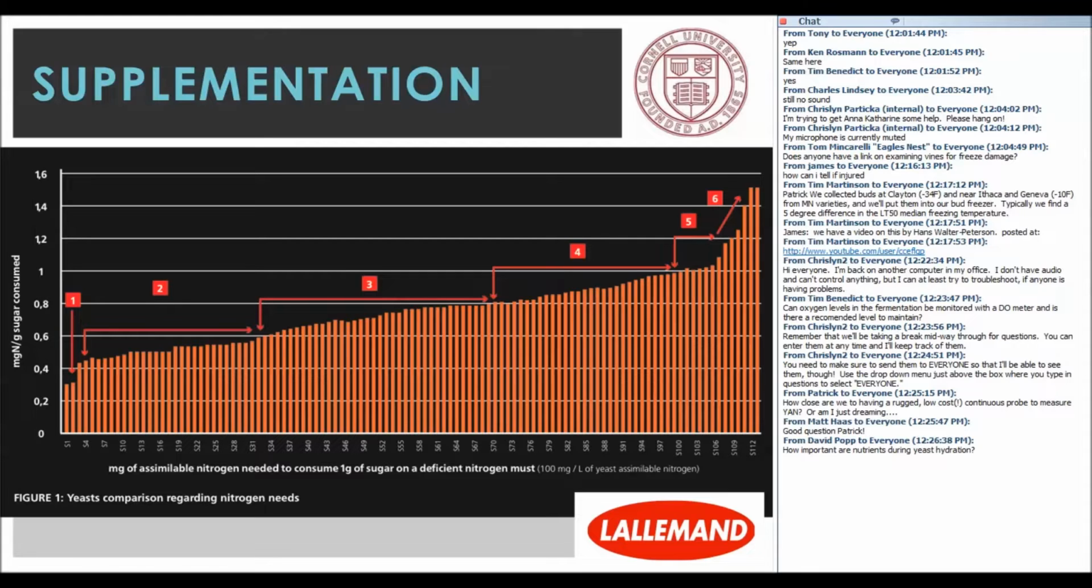They show a range of their yeast and the nitrogen needs that these yeasts have. And you can see that down there on the far left, that S1 needs very little nitrogen in order to efficiently consume sugar, and the ones on the right need a whole lot of nitrogen. And they roughly break those down into like 6 categories. Most yeast vendors will tell you whether their product is a low, medium, or high nutrient yeast, and it's important to pay attention to that.